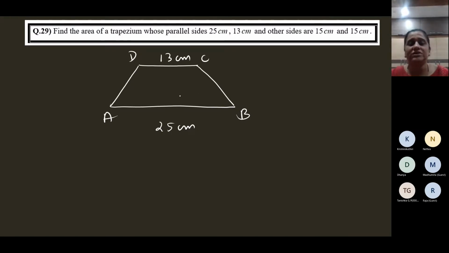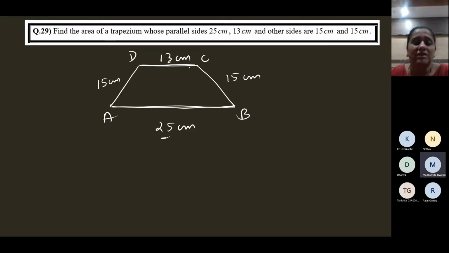And the other sides are 15 centimeters and 15 centimeters. That means it's an isosceles trapezium. You should draw it like this. The non-parallel sides are equal. So 15, 15. You get that, children? You'll have to mark 25 here and 13 here because DC is shorter than AB.